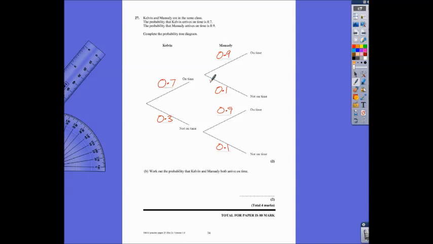It says work out the probability that Kelvin and Mamady both arrive on time. So we're going to go up this branch and up this branch, and we multiply along the branches because we want this to happen and this to happen. So we do 0.7 times 0.9, and again use your calculator, gives you 0.63.